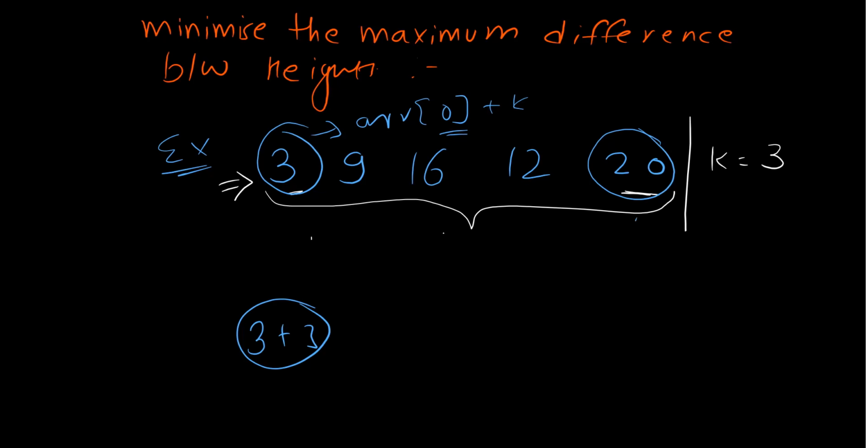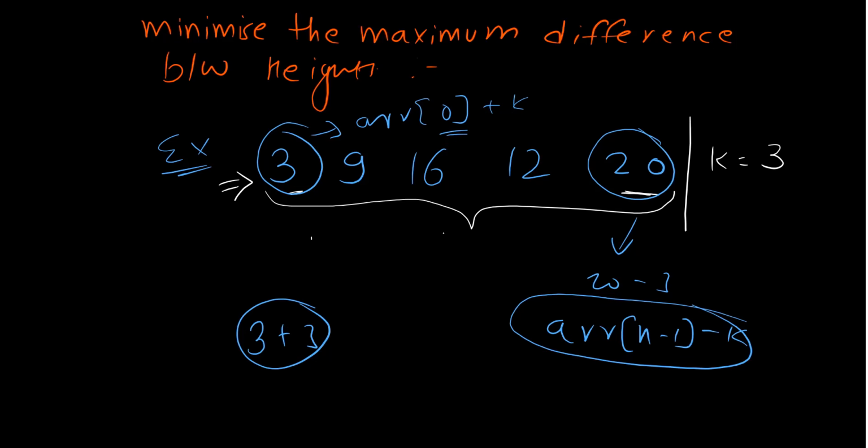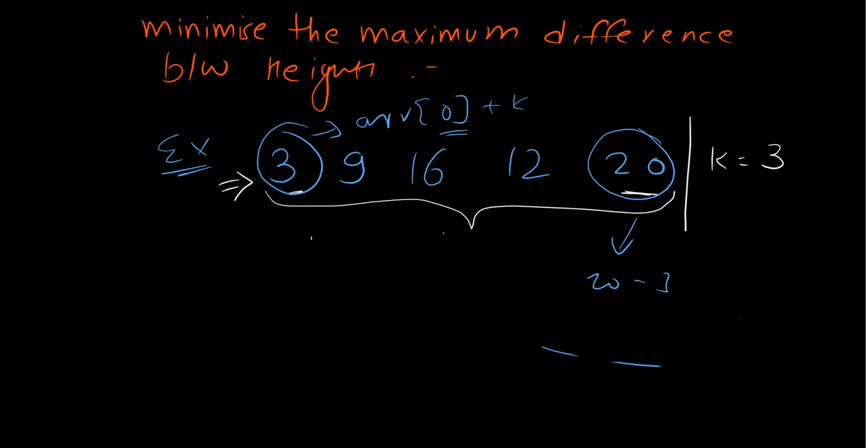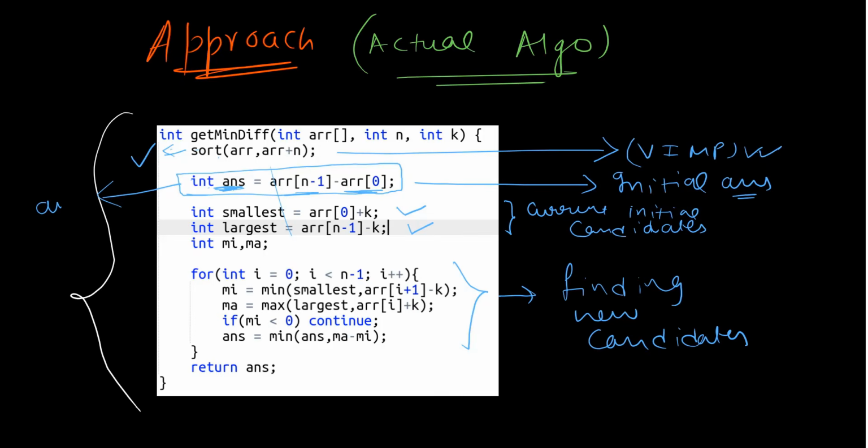And the largest one will be 20 minus 3, that is ARR n minus 1 minus k. This is going to be the largest one. I hope you understood why we are doing this. As I told you, in order to minimize the difference between any two towers, we will increase the height of the smaller tower and decrease the height of the larger tower. Okay, now let's move back to our algo.